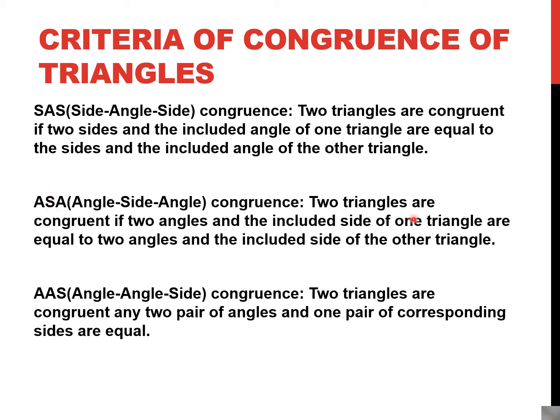Right? So two triangles are congruent if two angles and the included side of one triangle are equal to two angles and the included side of the other triangle, right? AAS means angle, angle, side. Here, two angles should be consecutive angles and S is the side, anywhere it can be. So two triangles are congruent when any two pairs of angles and one pair of corresponding sides are equal.